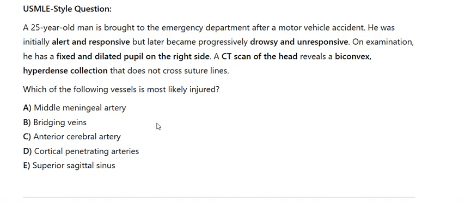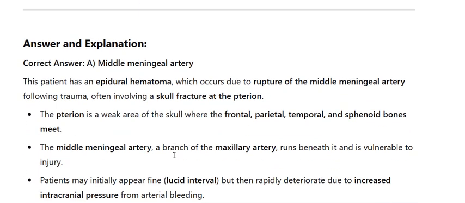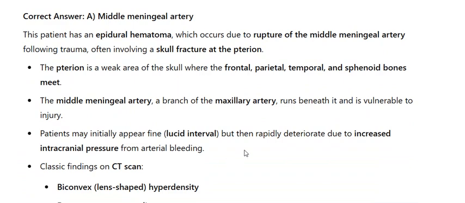A. Middle meningeal artery. This patient has an epidural hematoma, which occurs due to rupture of the middle meningeal artery following trauma, often involving a skull fracture at the pterion. The pterion is a weak area of the skull where the frontal, parietal, temporal, and sphenoid bones meet. The middle meningeal artery, a branch of the maxillary artery, runs beneath it and is vulnerable to injury.